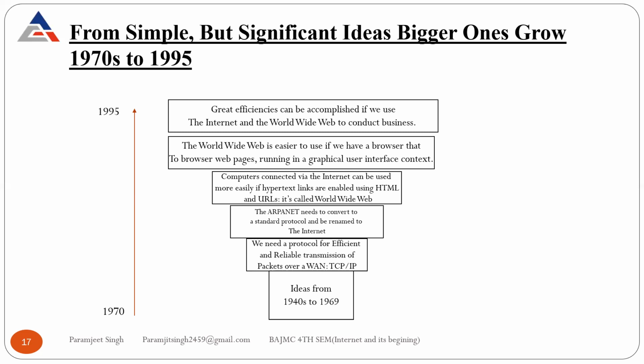So computers connected via the internet can be more easily hypertext linked, with HTML and URLs, which is also called the World Wide Web. Nowadays we can share any information we need, and we can search for it. And the World Wide Web is easier to use with a browser. We can browse any web page running a graphical user interface, or text as well. This is the great efficiency accomplished, and the worldwide internet has connected businesses, helping many of us grow our ideas from a region to successful implementation.